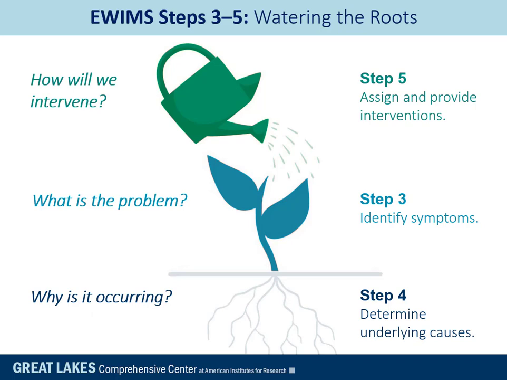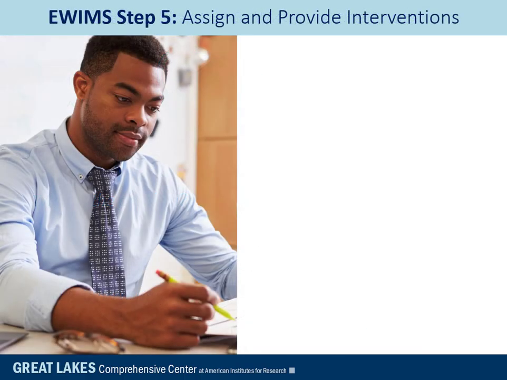This graphic should look familiar from Step 4, except that now it includes a watering can. The watering can represents the interventions and supports the school provides to students in Step 5 to address the root causes that were identified in Step 4. What will you need for Step 5?